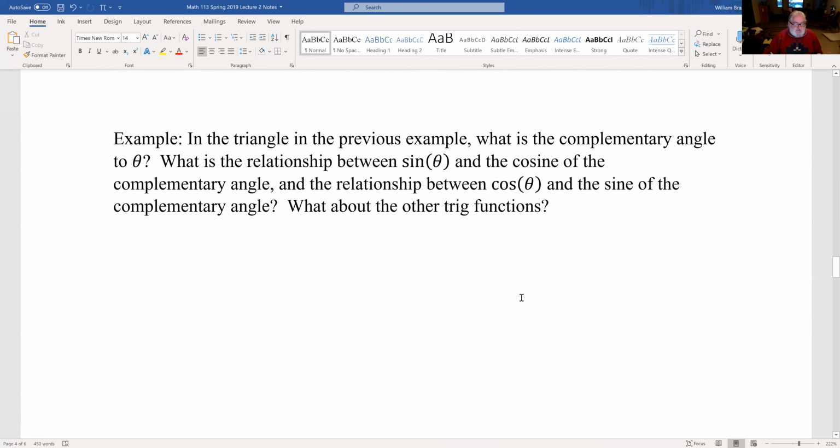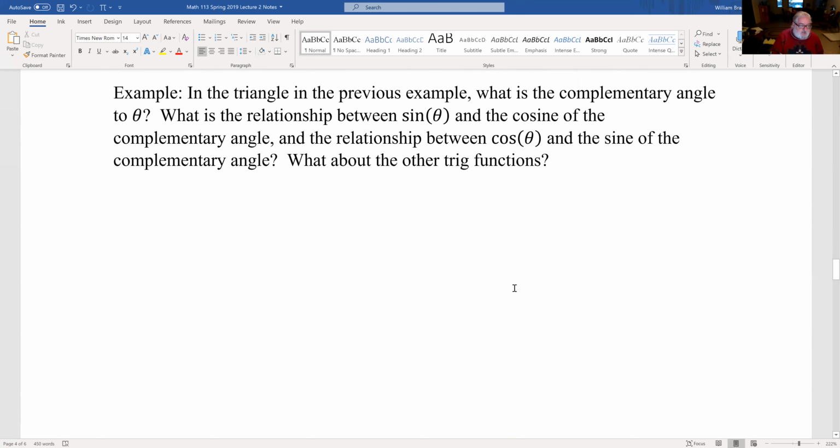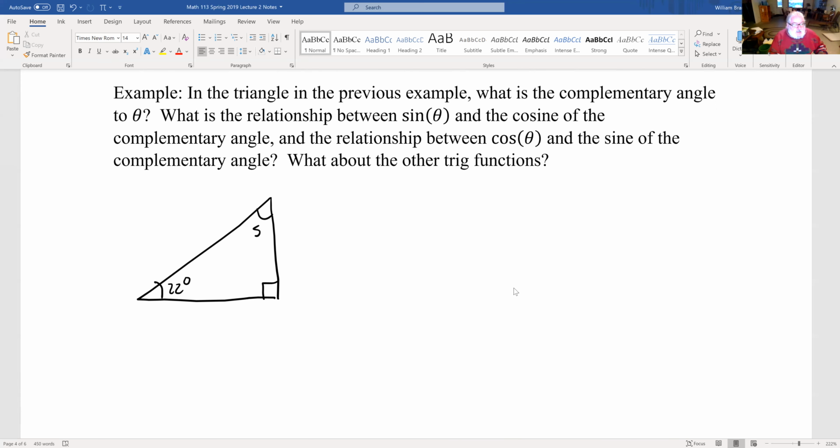So what's the complementary angle to theta? So let me draw in a picture again. We have 22 degrees here, we have 90 degrees here, and we have some angle up here that we'll call S. So how many angles are in a right triangle? There's 180 degrees in a triangle, but 90 of them are here. So these two have to add up to 90 degrees. So S is 90 minus 22, which is 68 degrees.